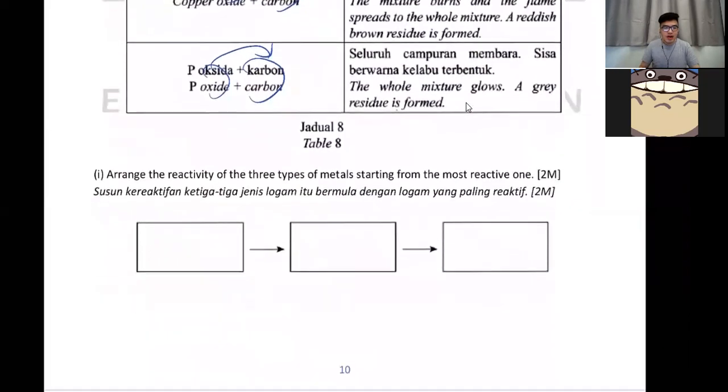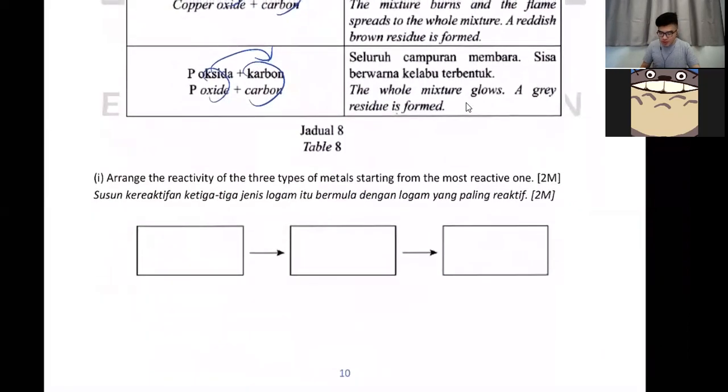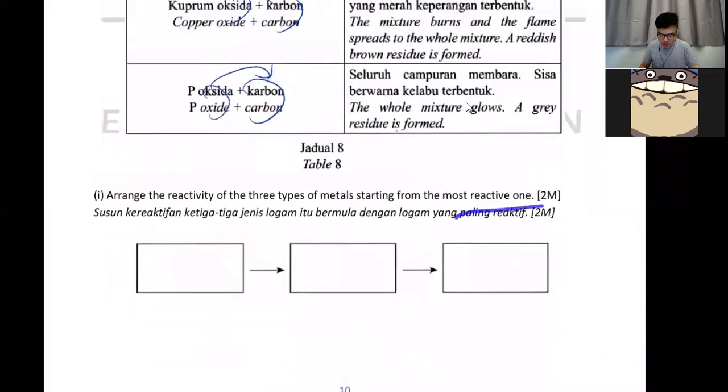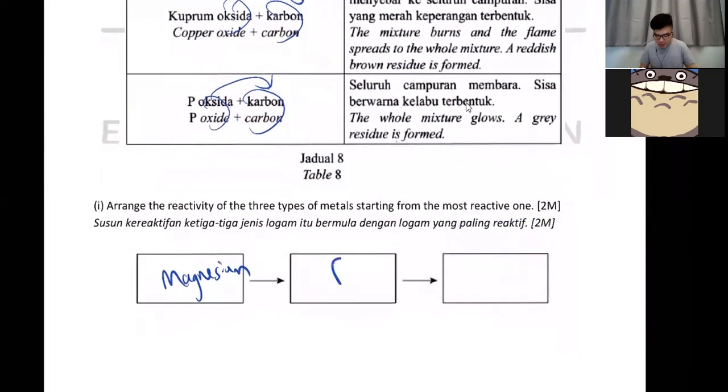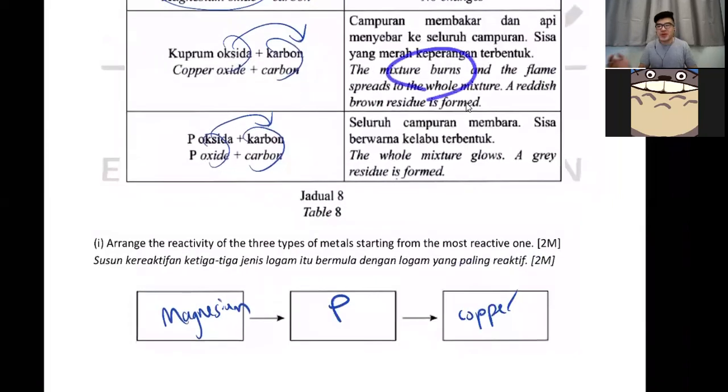Okay, so arrange the metals starting from the most reactive one. So who's the most reactive metal? That will be magnesium. Okay, magnesium is the best looking, followed by P, followed by copper. Copper is the ugliest metal here because the reaction is the biggest.